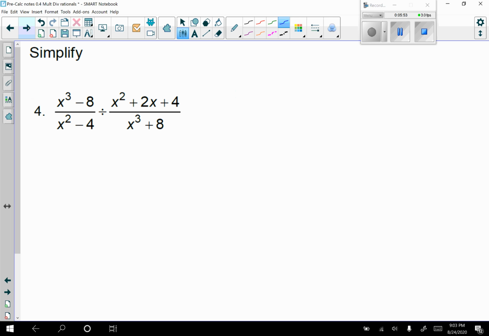All right, this one, simplify. We've got division. Look very carefully at the problems in here. It's hard to miss that little symbol in between. So you might have had some little shortcuts to say division, but division, we can change any division to multiplication.